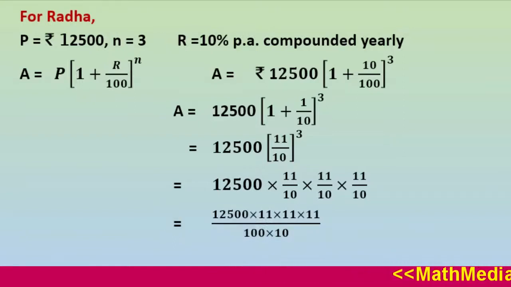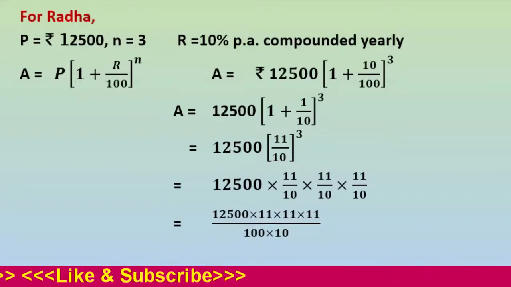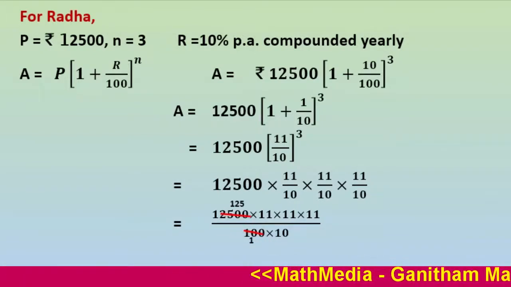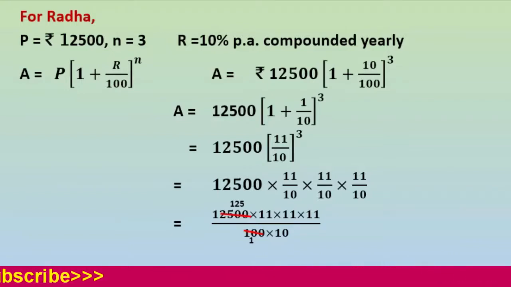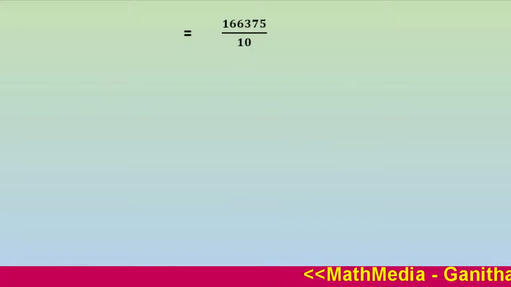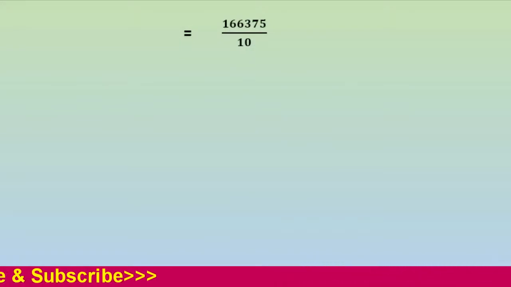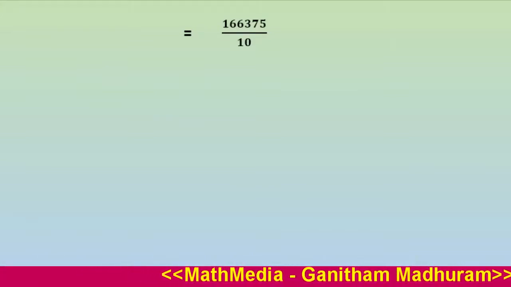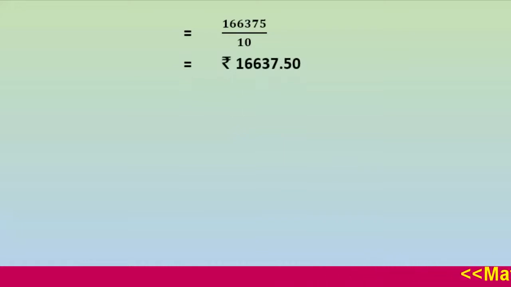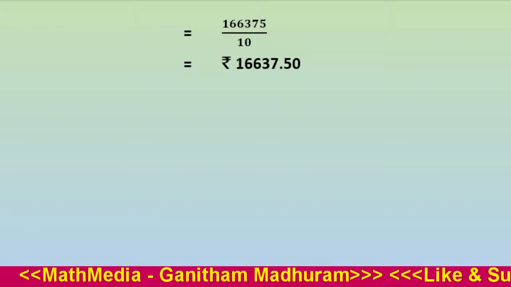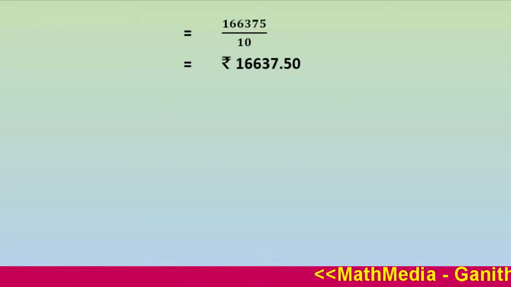Now multiply the numerators and multiply the denominators. Here we can cancel 12,500 and 1000. So we get 125 into 11 into 11 into 11 upon 10. Now we have 1,66,375 whole divided by 10. Division by 10 means remove one digit from the right side and put a decimal point. So we get rupees 16,637.50, which is the compound amount.